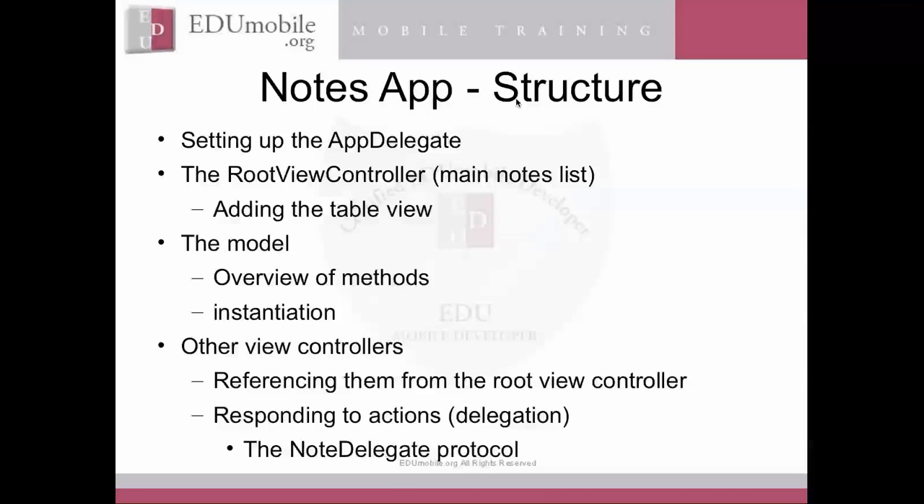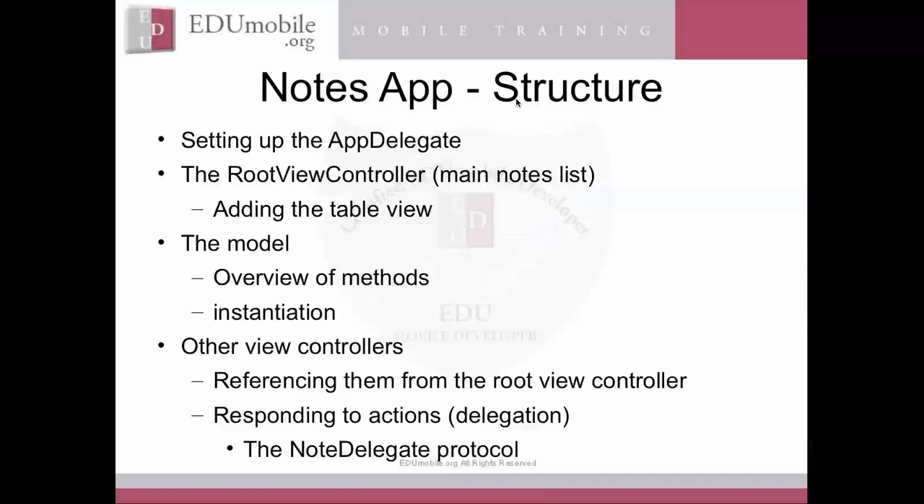So setting up the app delegate here, we're just going to look at the pieces and parts of our application and how to set them up and how to get them going. We're going to have a navigation controller in the app delegate, and then we're going to embed our root view controller, which is the main notes list controller, into that navigation controller as its root view controller.